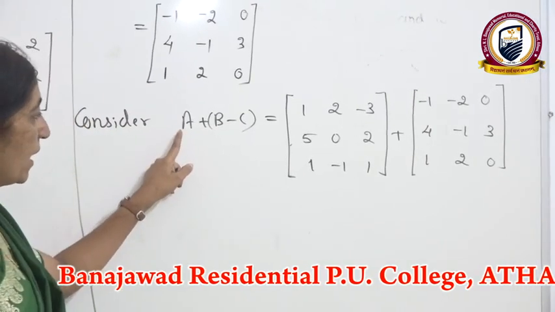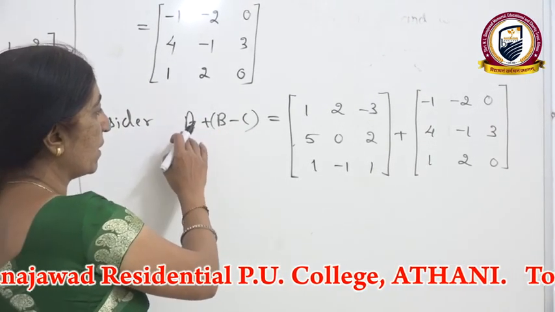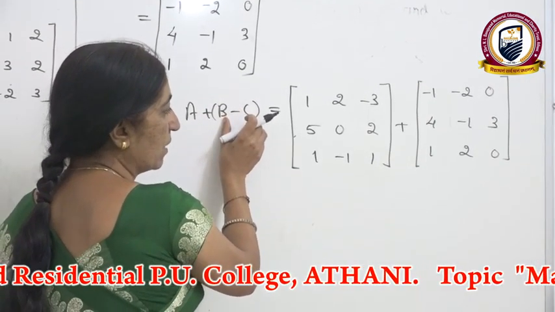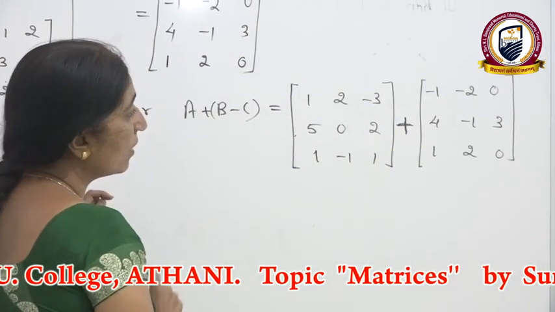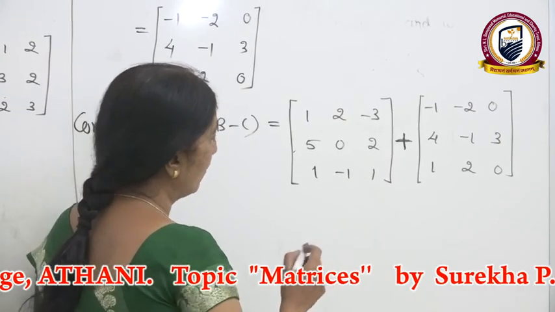See, after writing A plus B minus C, that is matrix A plus B and matrix C. Here in the middle what we have? We have plus. That means what you are doing? We are adding the corresponding elements. So add that.